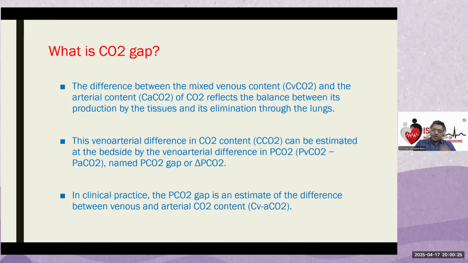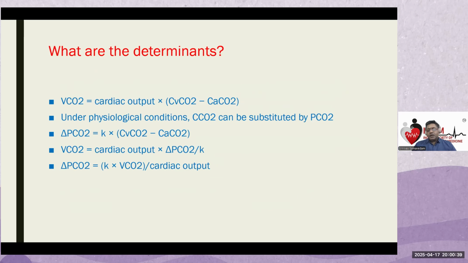The difference between the PaCO2 and the PvCO2 is the delta PCO2, and this delta CO2 gap reflects whether there is a low cardiac output or a high normal cardiac output. So, what are the determinants of this carbon dioxide gap? The venous side is again a difference between the arteriovenous carbon dioxide difference and the cardiac output. Under physiological conditions, the content of carbon dioxide can be substituted by the PCO2. So instead of content, you are looking at partial pressure. So PaCO2 and PvCO2 can be surrogates of CaCO2 and CvCO2.